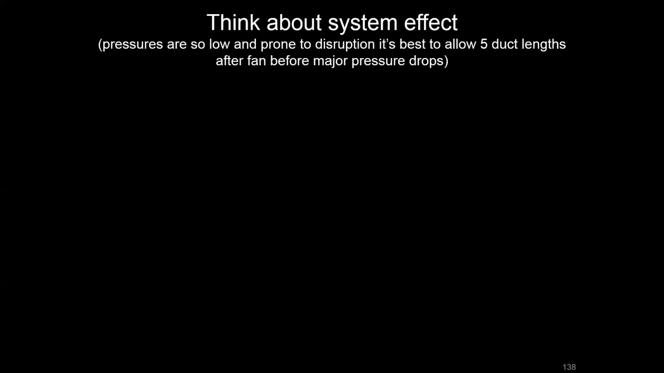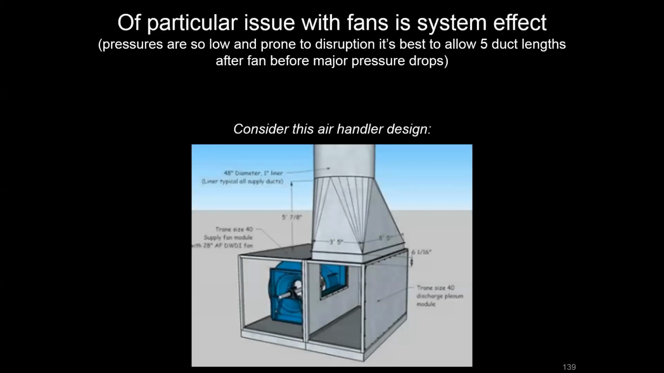So one more example on that point is system effect. We talked about with pumping systems how the system curve represents the summation of all the pressure drops in your most pressure drop intensive run in your pumping system. And it's the same with fan systems, except that we may want to note, because of the low pressures involved, it's easier to have a disruption and create a pressure drop in a fan system. And that can be particularly problematic when we look at the discharge of a fan.